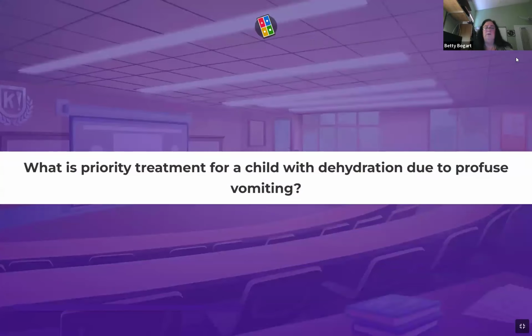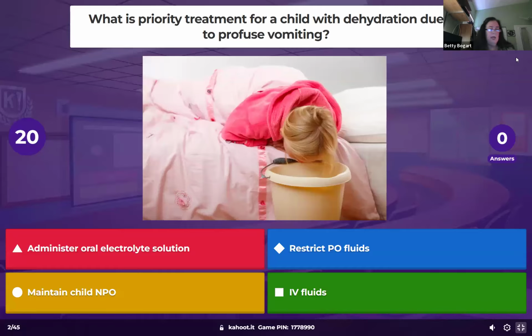What is the priority treatment for a child with dehydration due to profuse vomiting? How do you treat profuse vomiting?